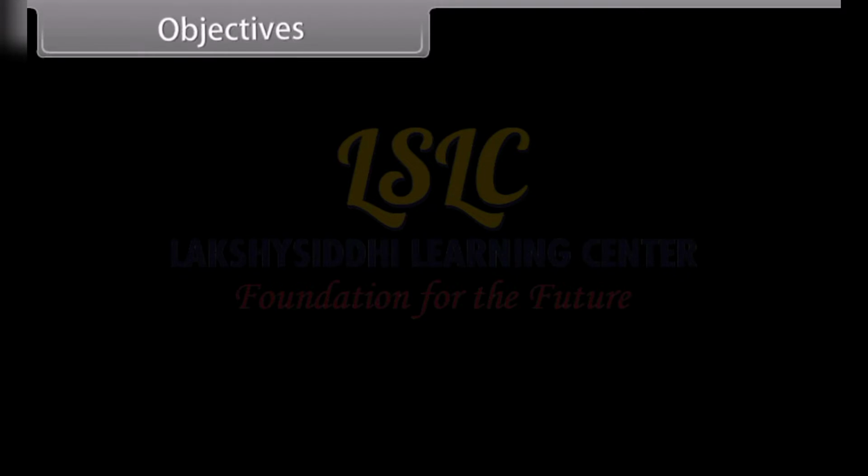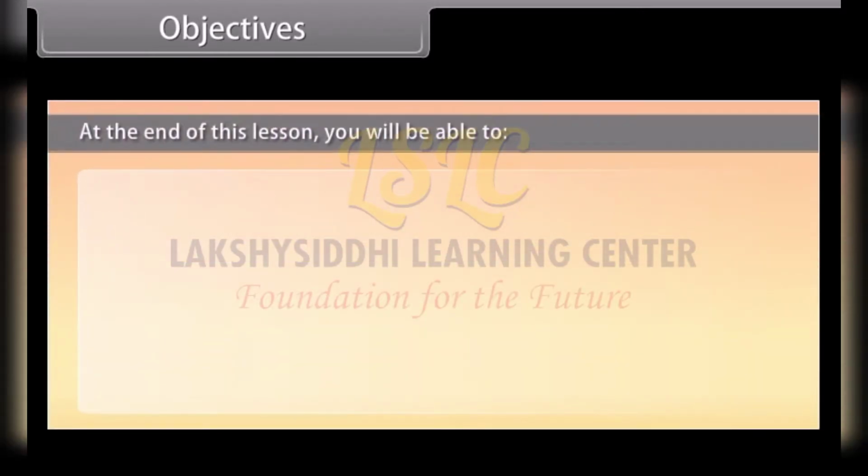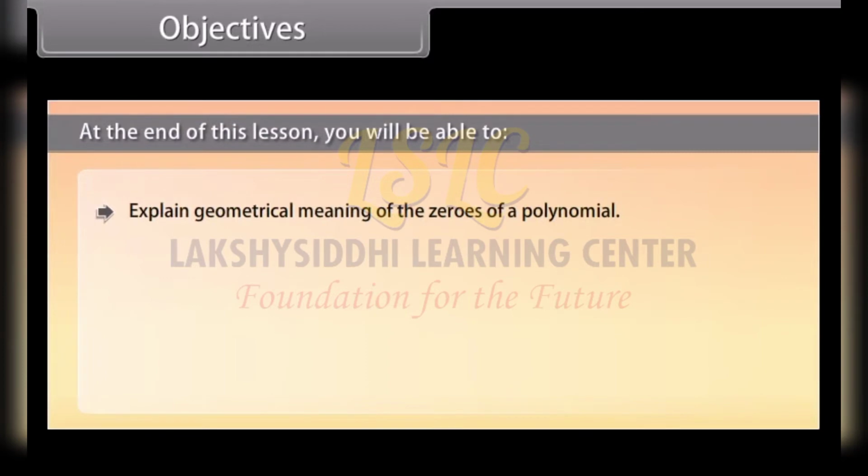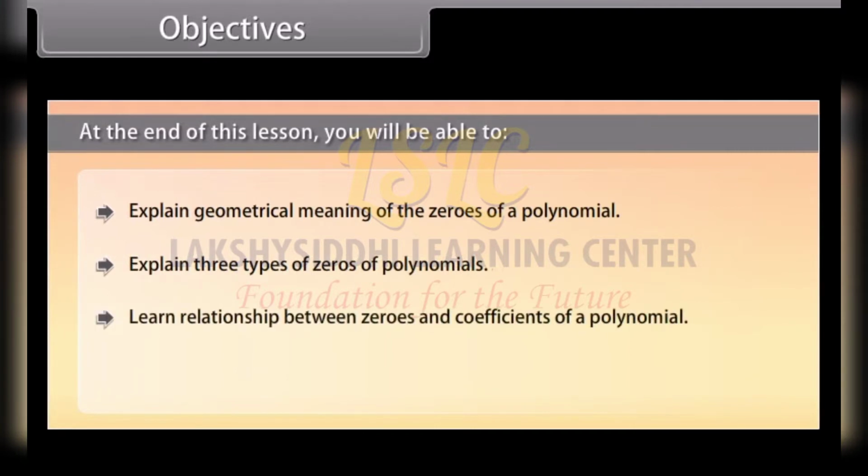Objectives. At the end of this lesson, you'll be able to explain the geometrical meaning of the zeros of a polynomial, explain 3 types of zeros of polynomials, learn the relationship between zeros and coefficients of a polynomial, and explain the division algorithm for polynomials.